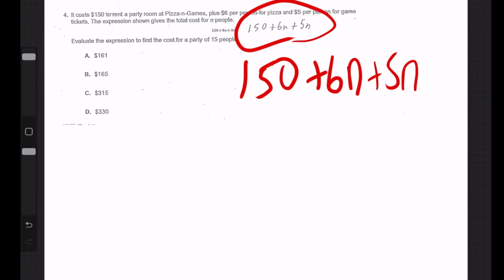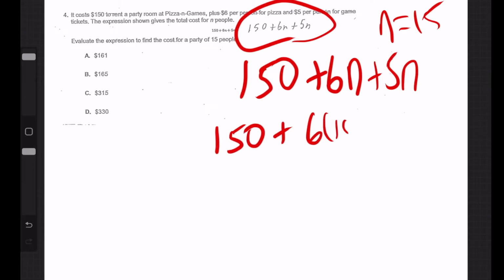Evaluate the expression to find the cost for a party of 15 people. Well, now we know N equals 15. Now we can start doing our math. Let's rewrite the question, substituting N with the 15. So now we've got 150 plus 6 times 15, and we're going to use parentheses to signify multiplication, plus 5 times 15. So there's our new problem.